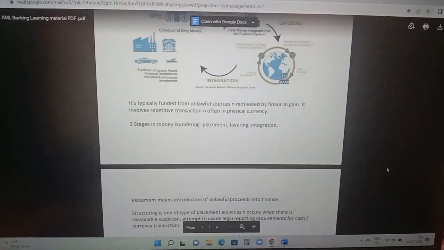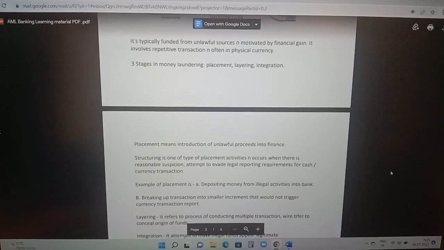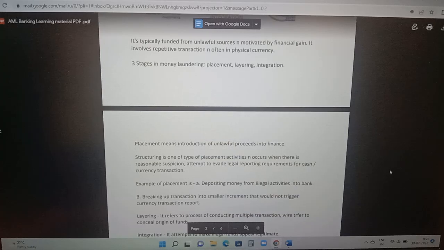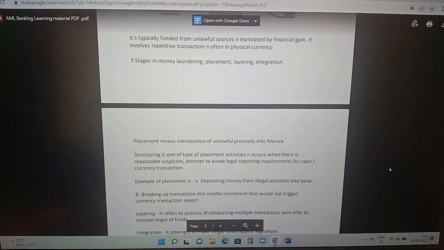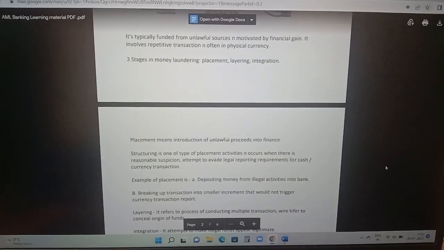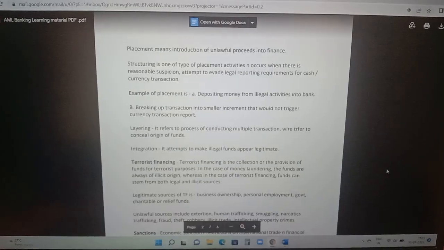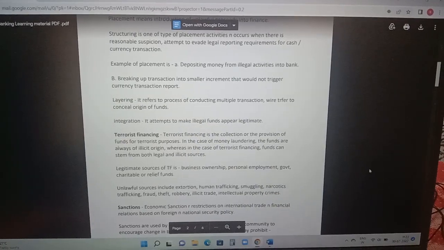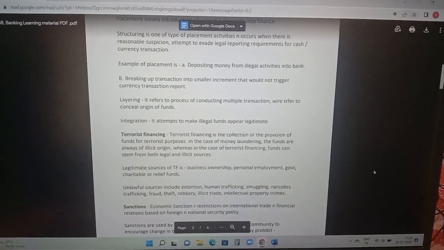So what are the three stages of money laundering? Placement, layering, integration. Placement means the introduction of unlawful proceeds into finance. Structuring is one type of placement activity, and it occurs when there is an attempt to evade legal reporting requirements for cash or currency transactions. An example of placement is depositing money from illegal activities into a bank, or breaking up transactions into smaller increments that would not trigger a currency transaction report.